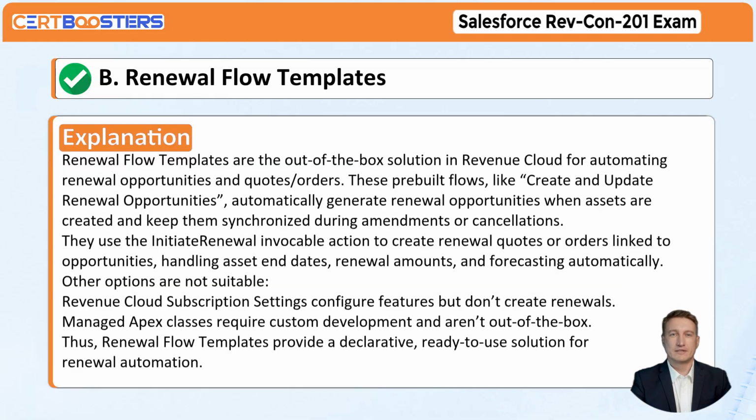Renewal flow templates. Explanation. Renewal flow templates are the out-of-the-box solution in Revenue Cloud for automating renewal opportunities and quotes orders. These pre-built flows, like create and update renewal opportunities, automatically generate renewal opportunities when assets are created and keep them synchronized during amendments or cancellations. They use the initiate renewal invocable action to create renewal quotes or orders linked to opportunities, handling asset end dates, renewal amounts, and forecasting automatically.